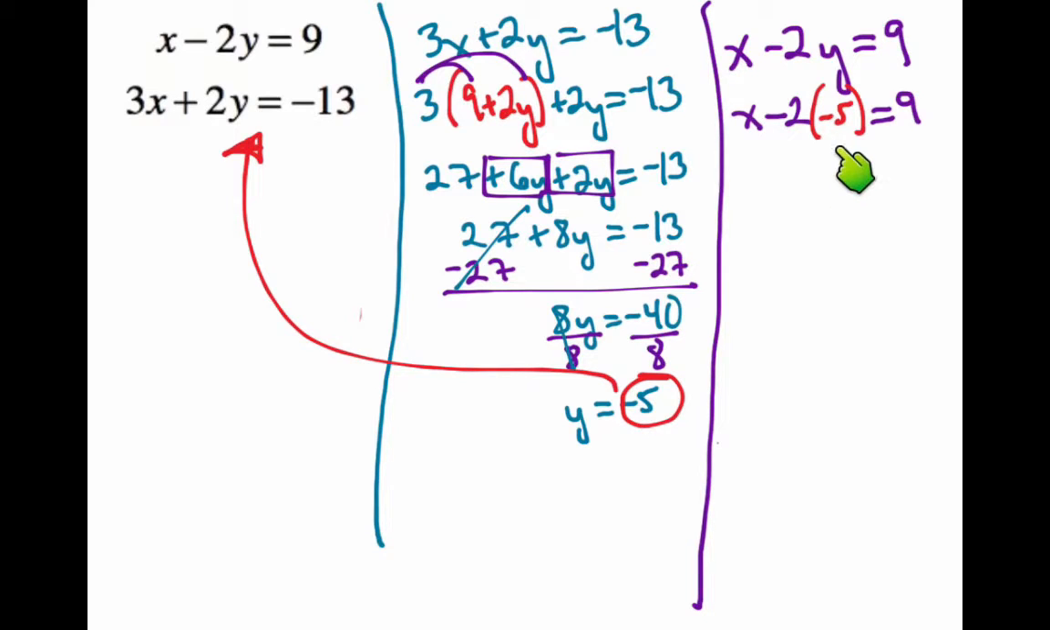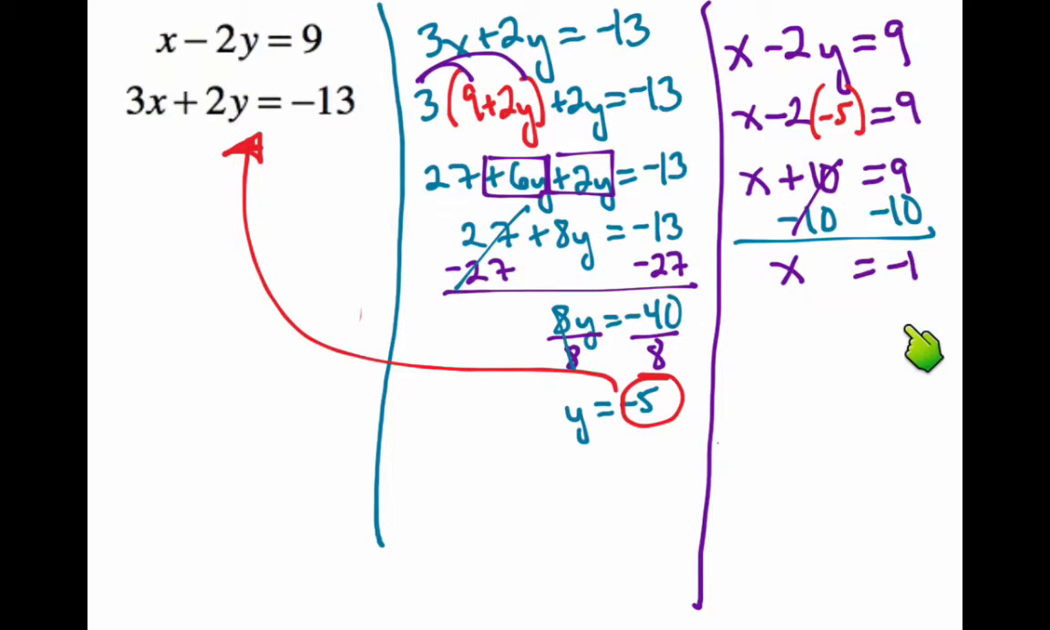Do you see how important it is to write those parentheses? Because otherwise I might think that I was subtracting 5. But no, I'm multiplying these, right? So let's distribute. So I get x plus 10. Negative 2 times negative 5 is positive 10. Equals 9. Isolate x. So I've got to subtract 10 from both sides. I end up with x equals negative 1.